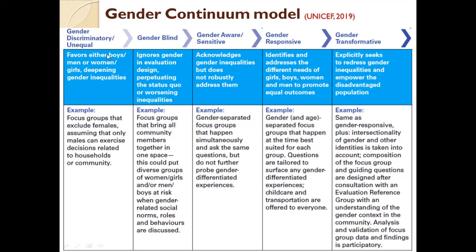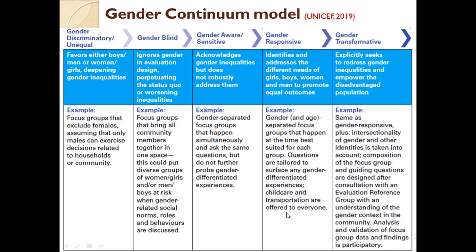So while we are moving from gender discriminatory data collection methods or procedures, we are moving towards gender transformative or gender responsive ways of collecting data to include a gender lens within our evaluation processes. So you also have gender responsive data collection procedures for evaluation. So data collection methods that are gender responsive identify and address different needs of girls, boys, women and men to promote equal opportunities or equal outcomes.